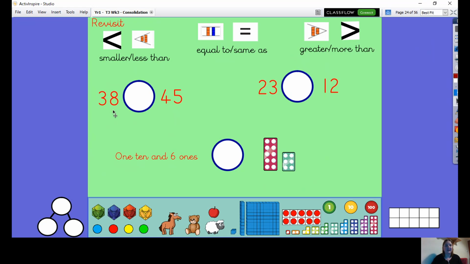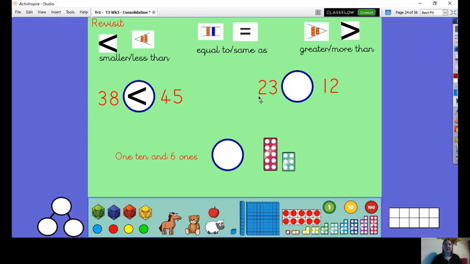Okay, so let's have a look at this one. We've got 38 compared to 45, where we've got 3 tens here and we've got 4 tens. So I don't need to look at the ones, because I know that 3 tens is smaller than 4 tens. So I know that 38 is smaller than... I need to change it. There we go, so it fits in there now. So 38 is smaller than 45.